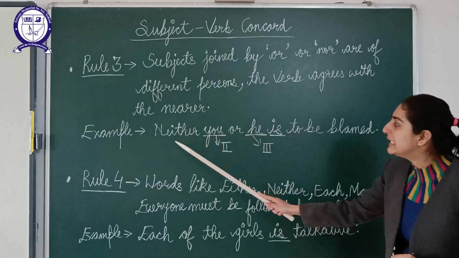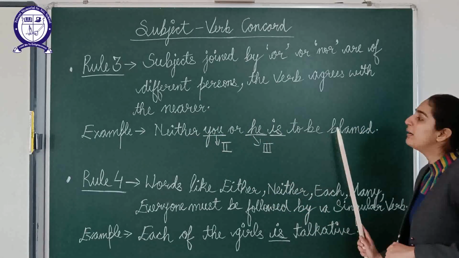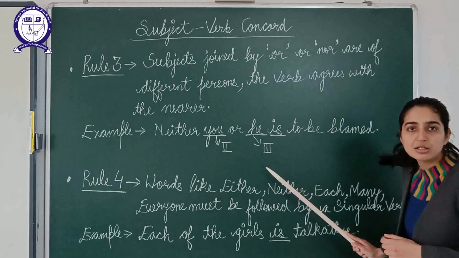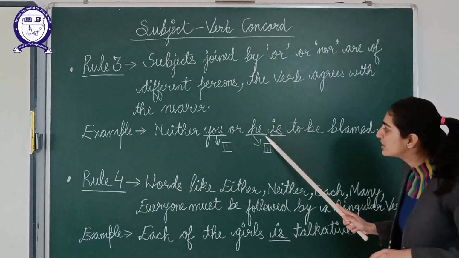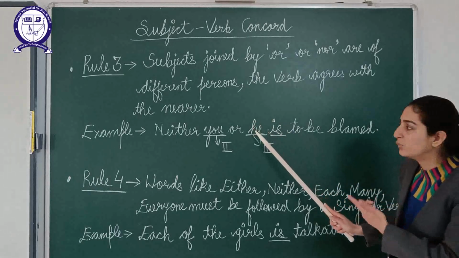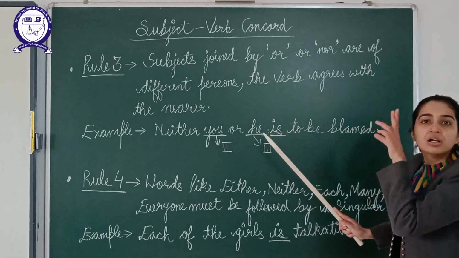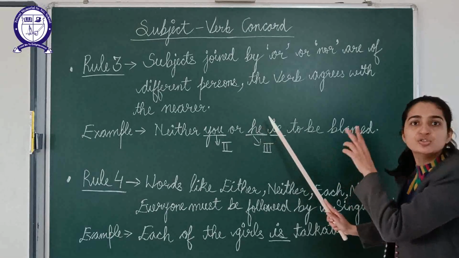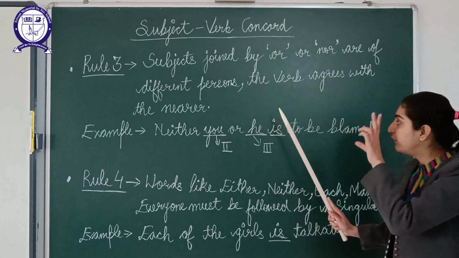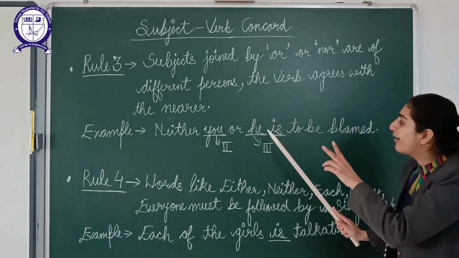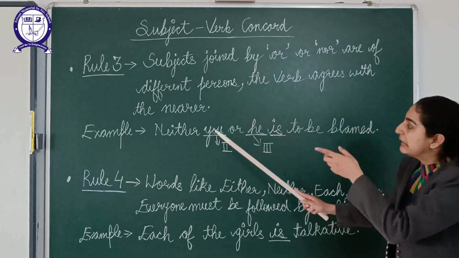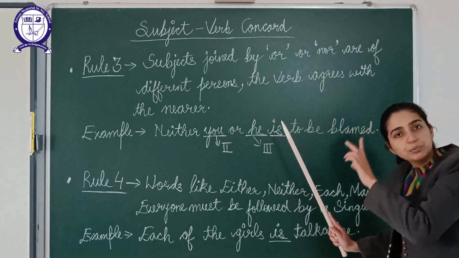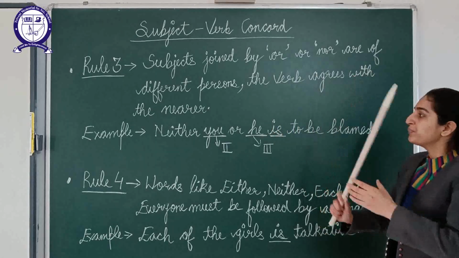For example, neither you nor he is to be blamed. Here, you is our second person, he is our third person. So the verb which we have used here is according to this third person, which is nearer, right? Let us consider that he would have been here and you would have been here. In that scenario, which verb would we use? We would have used are, because at that point of time you would have been nearer and the verb would have become a plural verb. Clear this thing?